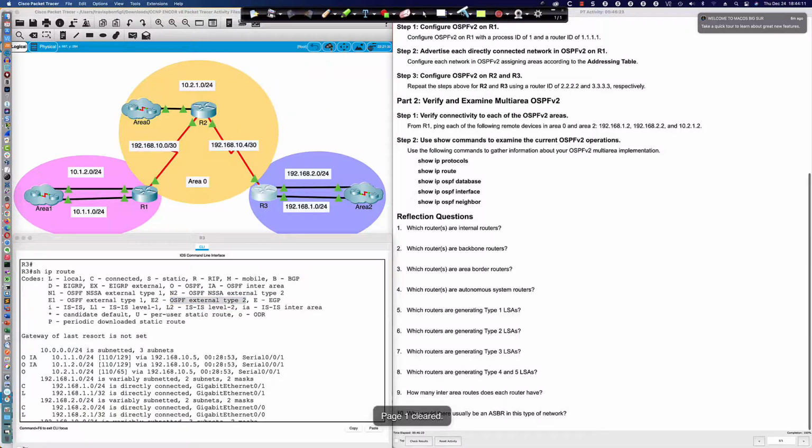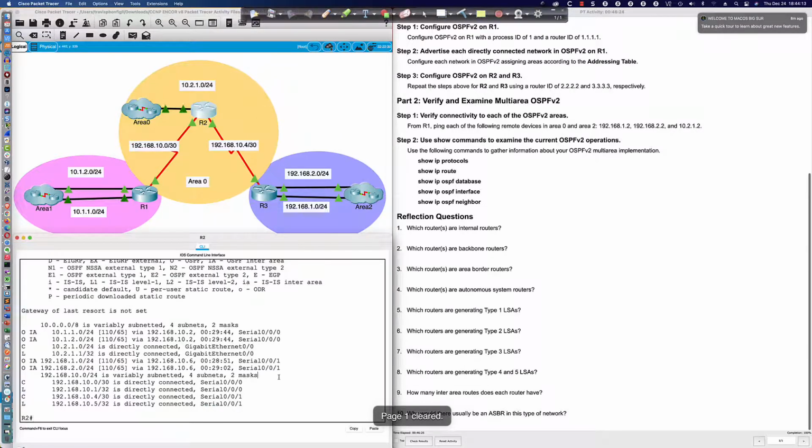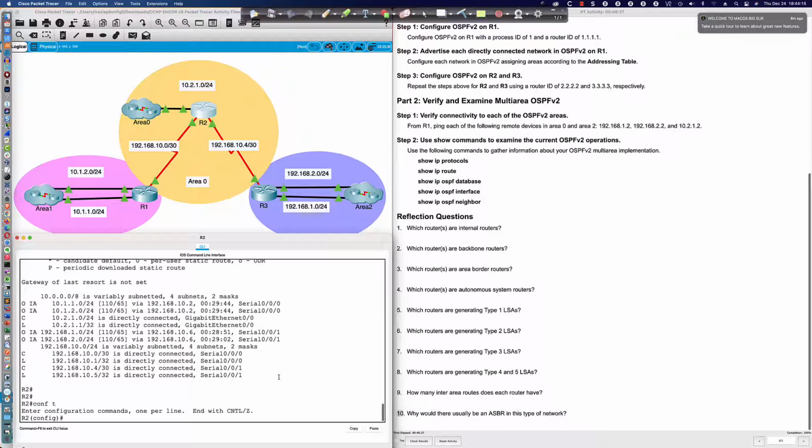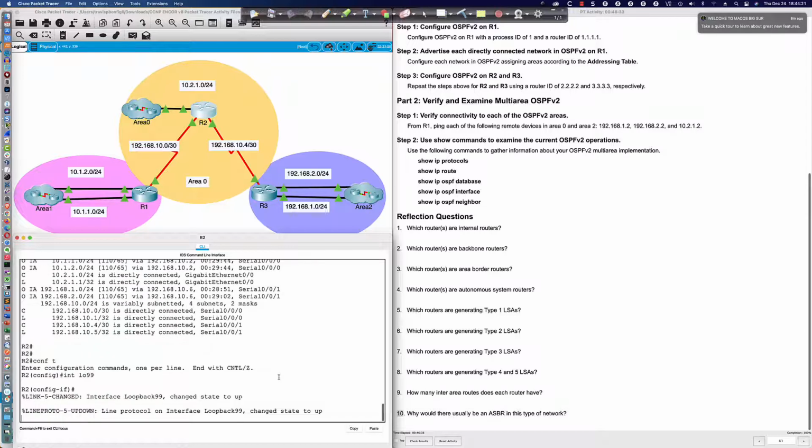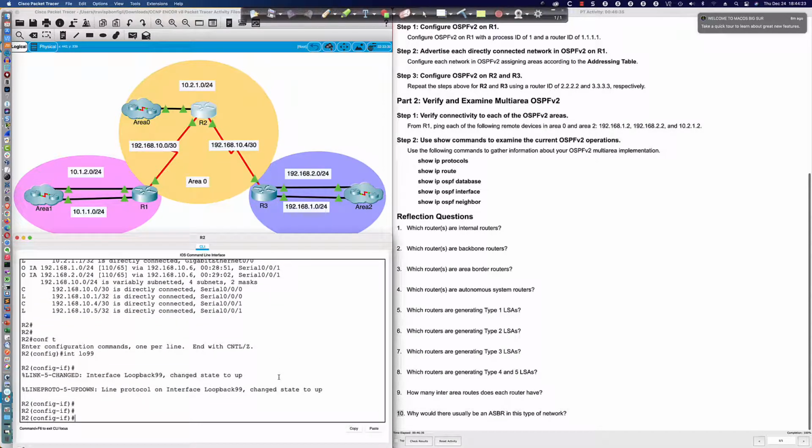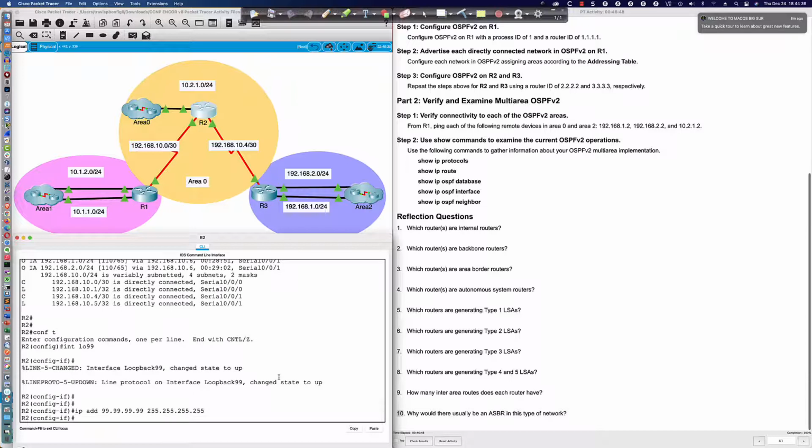And how would I do that? Well, here's how I would do that. I would go into global config. I would say, sorry, not router OSPF 5. I would say interface loopback 99. And you can see the interface comes up. Loopback interfaces are always up unless we shut them down. And I'm going to give it an IP address of 99.99.99.99. We're going to make it a /32. So all 255s, all 32 bits. It's a host route, right?